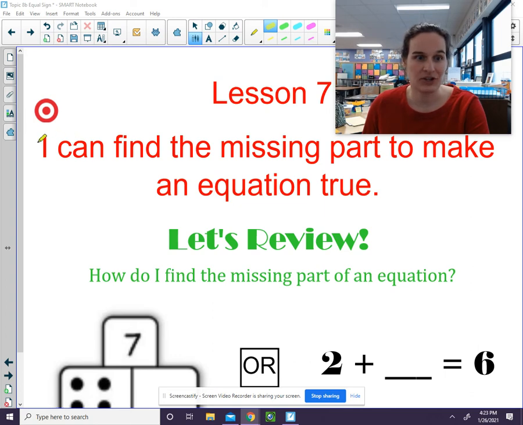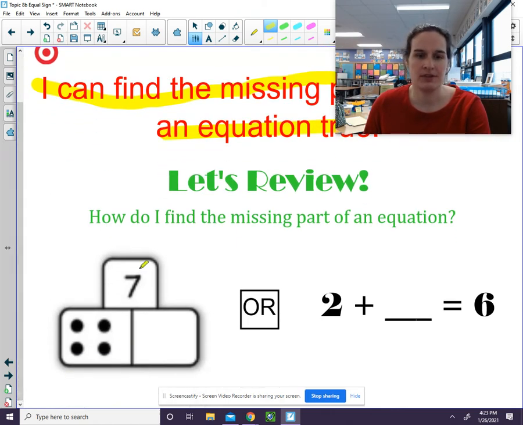Okay, let's read our learning target. I can find the missing part to make an equation true. We've found the missing part before for things. Take a look at these two problems, and let's find the missing part of this equation.